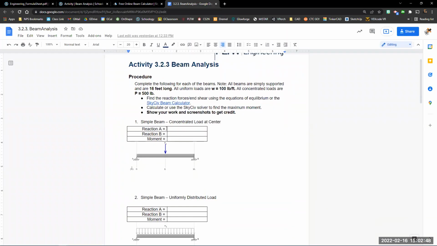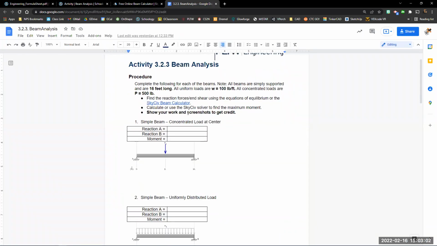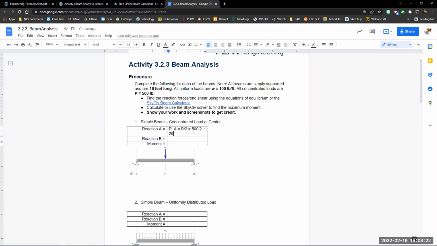Okay, so then I can see reaction at A and B. This is exactly that situation, right? P is right in the middle being applied down. So if I look at my formula sheet, RA is equal to P divided by 2. If my P value was 500, then R_A is equal to P divided by 2, so 500 divided by 2, meaning 250 pounds. And I can do the same for RB, since it's going to be the same for both, 250 pounds.